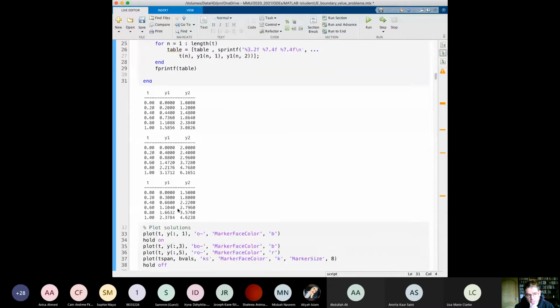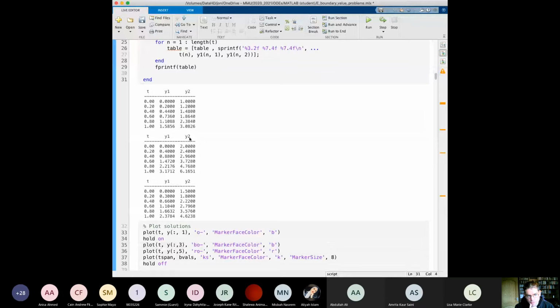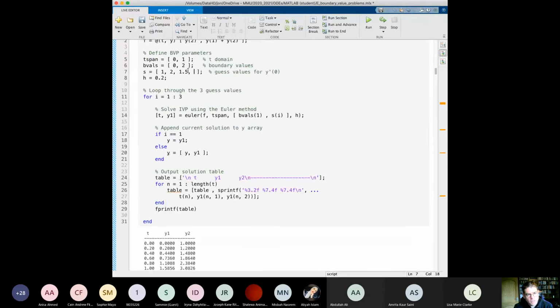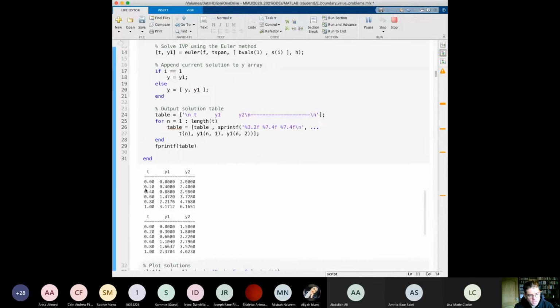The third guess value we looked at was 1.5. So that's just split the difference between the first 2. And if we check the solution at the upper boundary, we get 2.3784. Okay, so it's still above it, so we can continue. Let's say the next one could be 1.25, and then we'd hopefully get closer. Try that. So if I add another guess value of 1.25, and this time I'm going to increase the loop to 4. So if I run that, let's see how much closer we got.